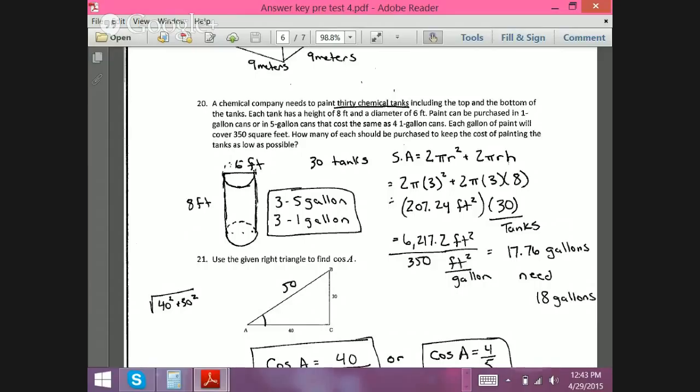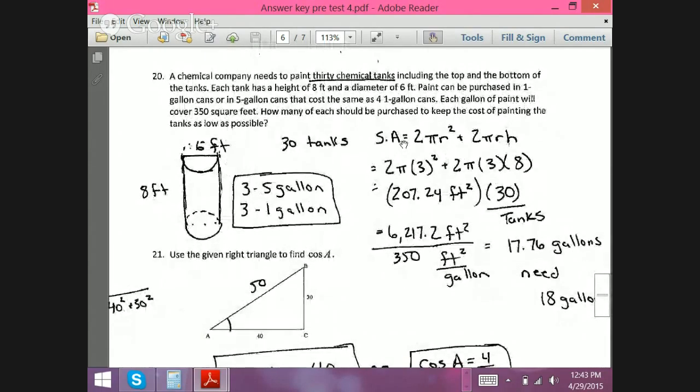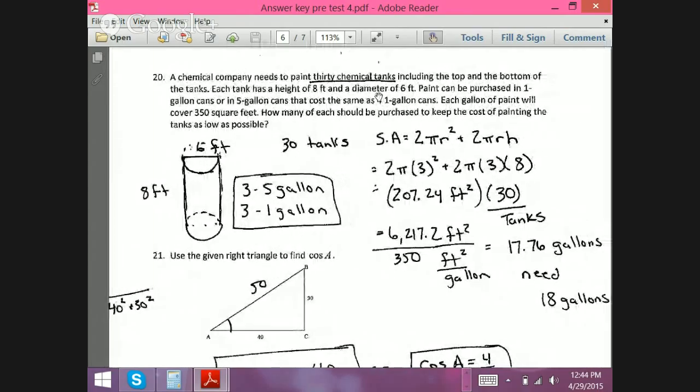Then I can either buy another 5-gallon bucket and have 20 gallons with extra, or I can buy it by the 1 gallon. This is just saying that if I'm buying 4 gallons or more, it's going to be cheaper to buy 5 gallons. Here I only need to buy 3 gallons though. 3 gallons is cheaper than buying 4 gallons.